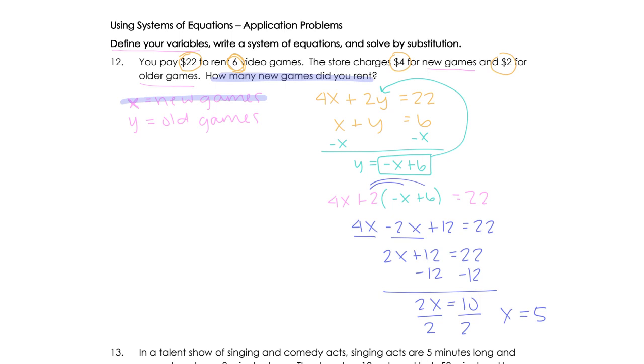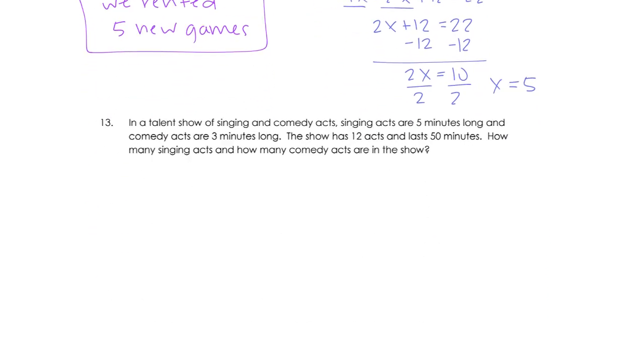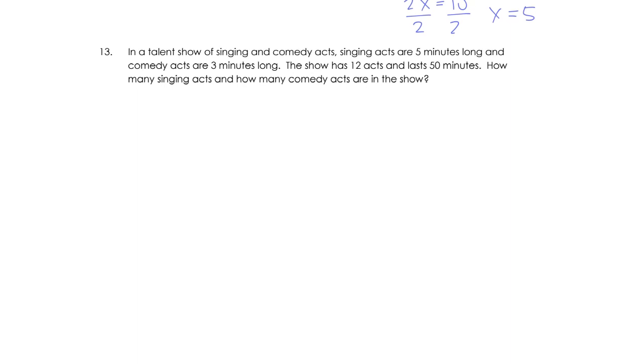So we can stop right here and say, we rented 5 new games. That would be your answer for number 12. Now, if it said how many of each game did you rent, you would have to actually find y as well. So let's go ahead and move on down here to number 13.